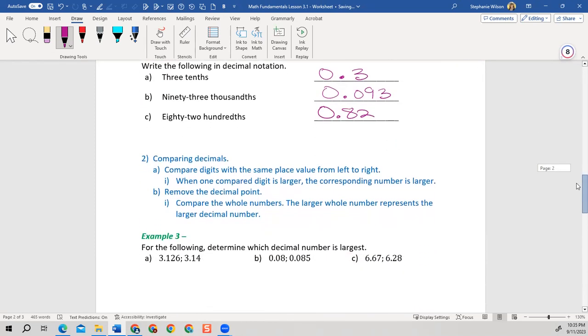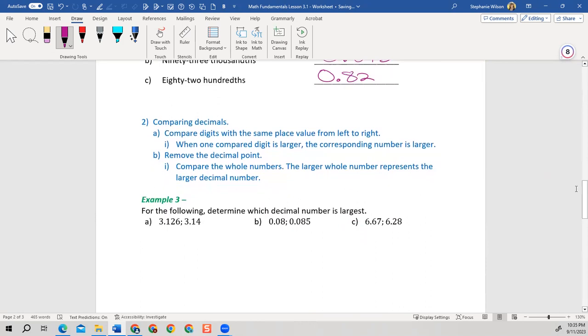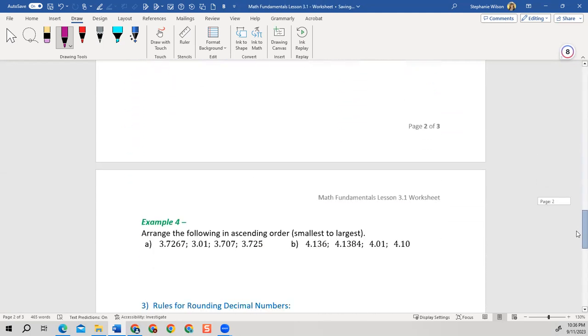Now, let's talk about the next one. It says here, we want to compare decimals. We want to determine which one's the larger. So you can look at it as money, which one would be the larger of them. So if I was to pick on the A, I would pick 3.14 is larger than 3.12. And so on. So those are not too bad, right?